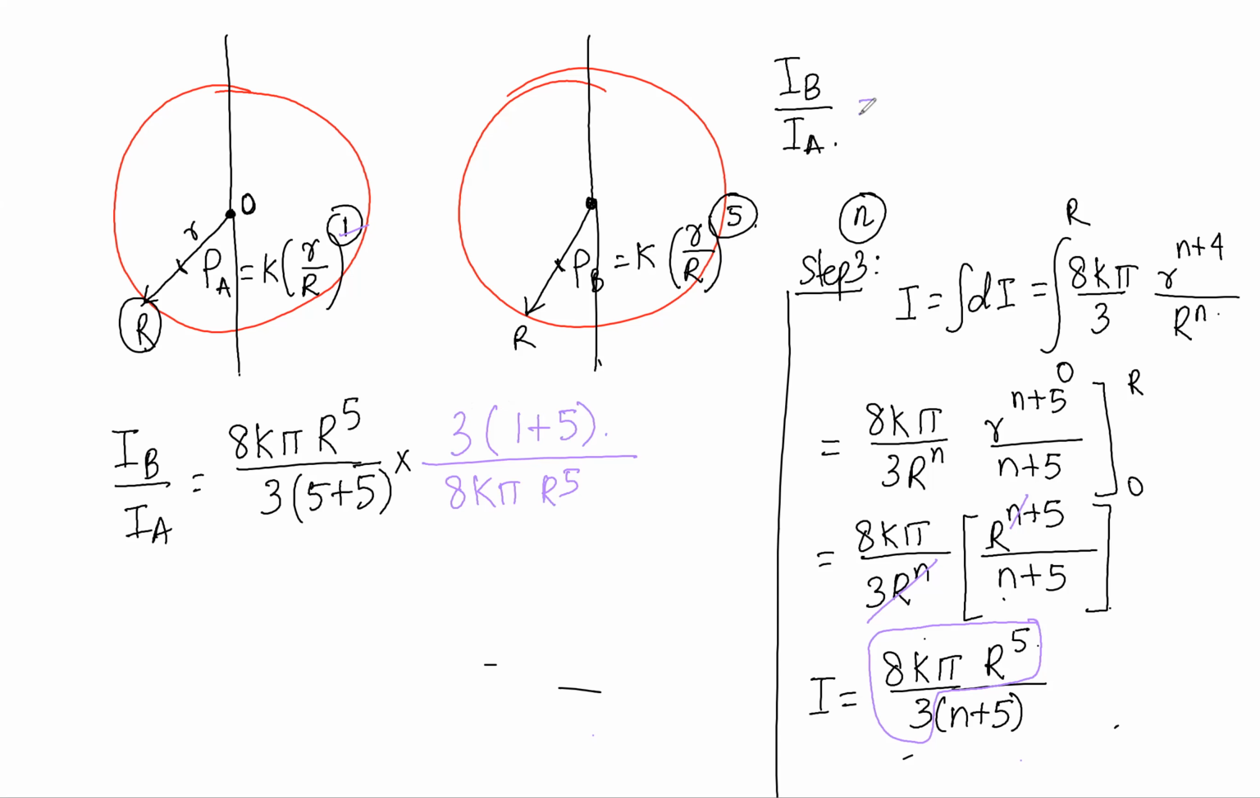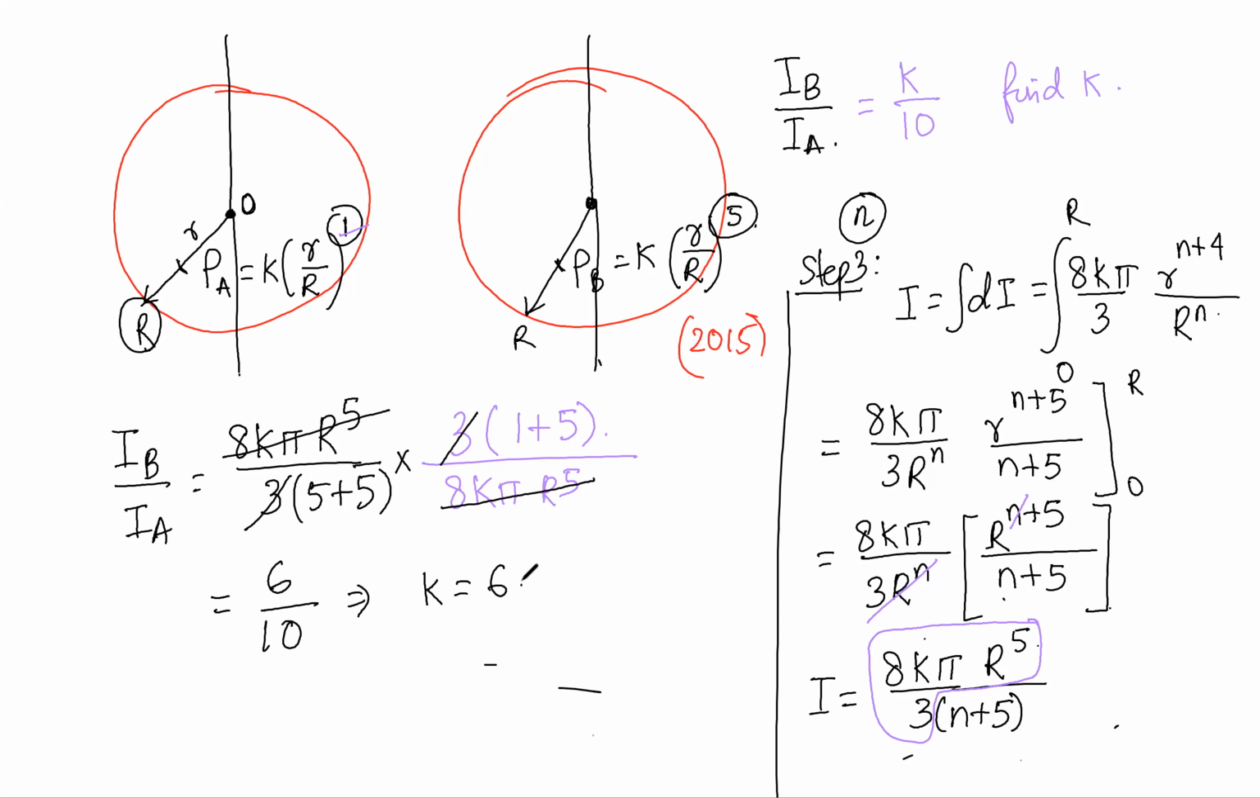So they say that this answer is equal to k by 10. Find out the value of k. That's what is given in the question. You can see it. This is a JEE 2015 question, I guess, Advanced. So they ask you to find out the value of k. So here what will happen, 8k pi R to the power 5, 3 is going to cancel. So you have 1 plus 5 is 6 divided by 5 plus 5 is 10. So the value of k is 6.